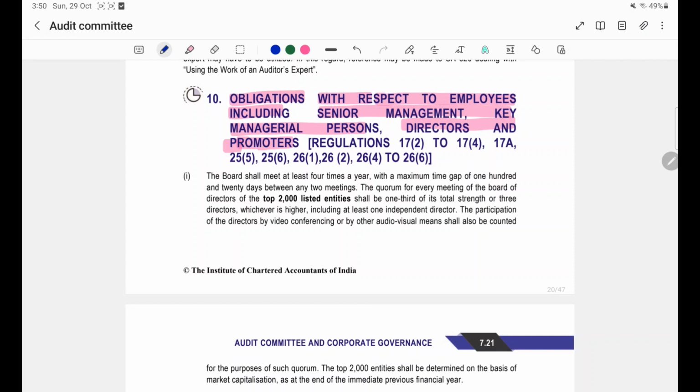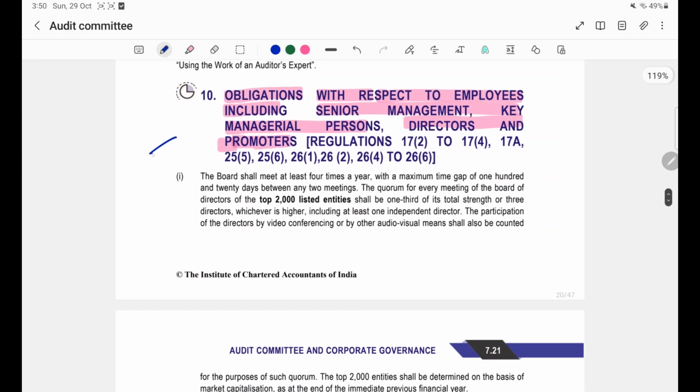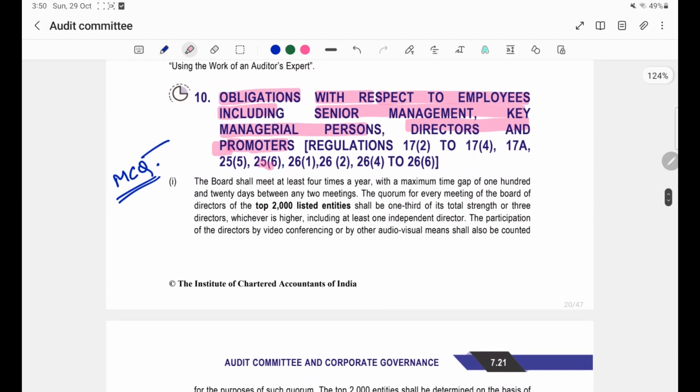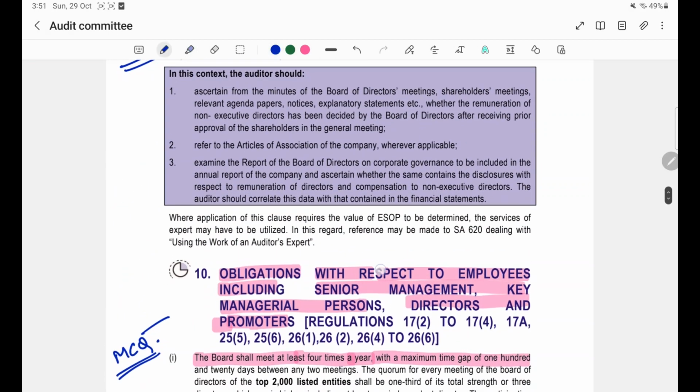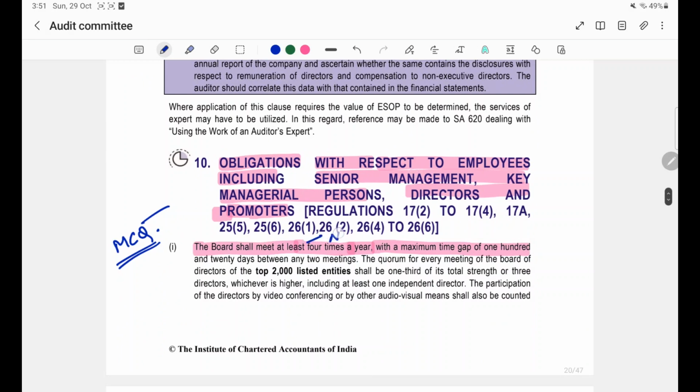So in this the requirements are given. Again, this is also important from an MCQ perspective. So we have to learn this. The board shall meet at least how many times? 4 times a year with a maximum time gap. So here the number of meetings is given, and we have to keep this in mind.